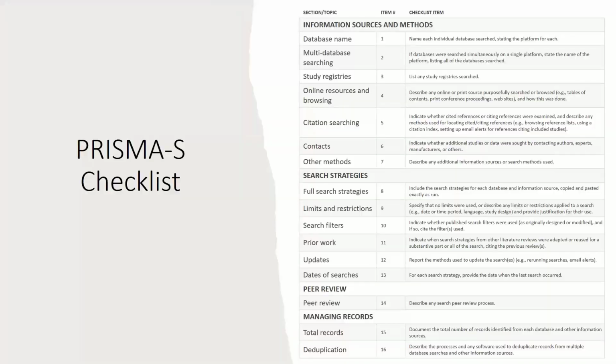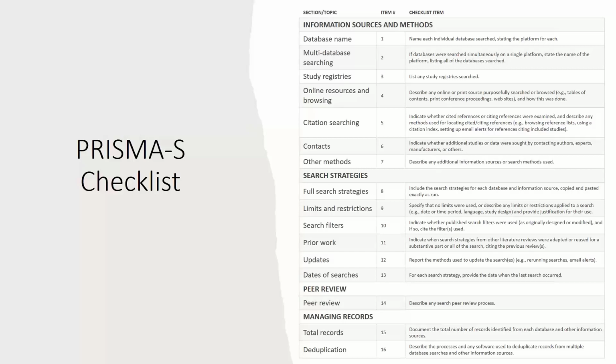This is what the PRISMA-S checklist looks like, and I of course don't expect you to be able to read it on the screen. It's very, very small, but just to give you an idea of what is on here. The PRISMA-S checklist is broken up into 4 different areas: information sources and methods, search strategies, peer review, and managing records. And one thing to say is that we know not every single literature review, not every single systematic review is going to use all of the things in the information sources and all of the things in the search strategies. So it's really to guide you if you're going to be using some of these different kinds of resources.